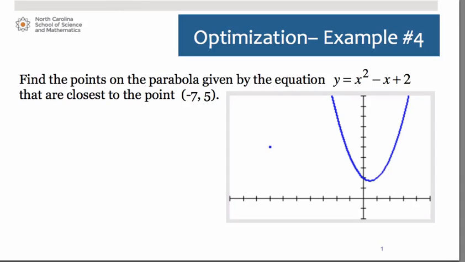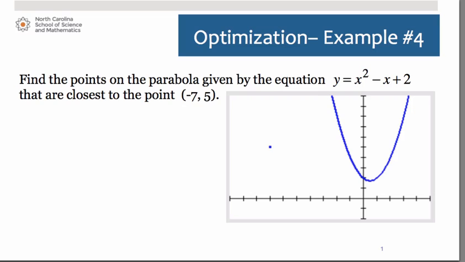Hi everyone, let's take a look at an optimization problem that is very much geometry related. We have here a parabola given by the equation y equals x squared minus x plus 2, and we are trying to find the points on that parabola that are going to be closest to the point -7, 5. And you can see I've done this on my graphing calculator and copied over the image for you so we have a nice visual from which to work.